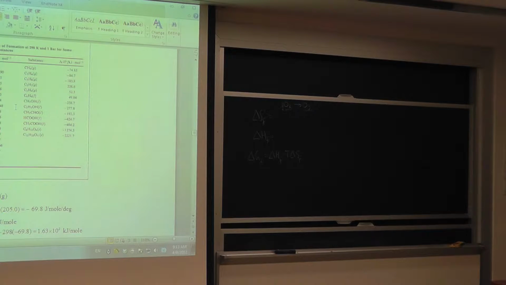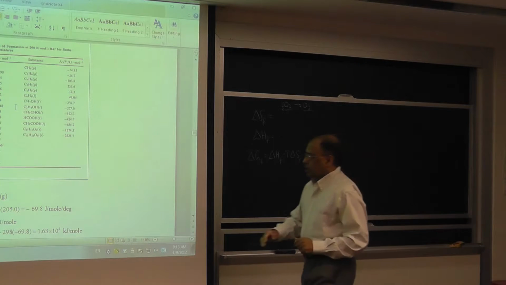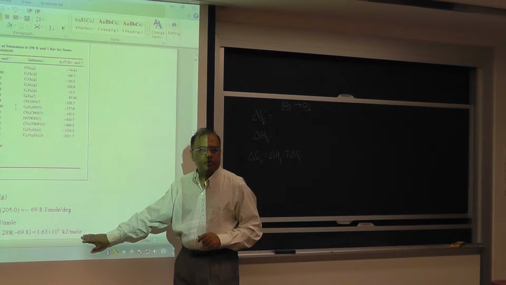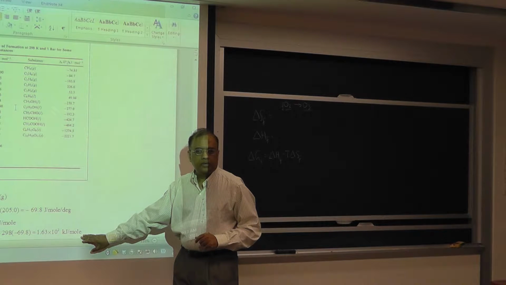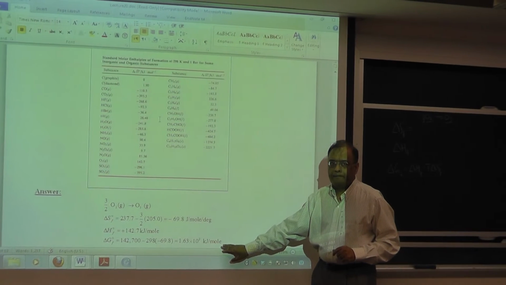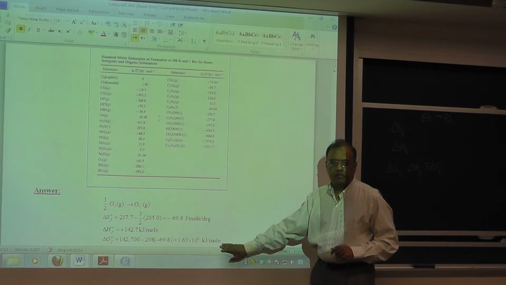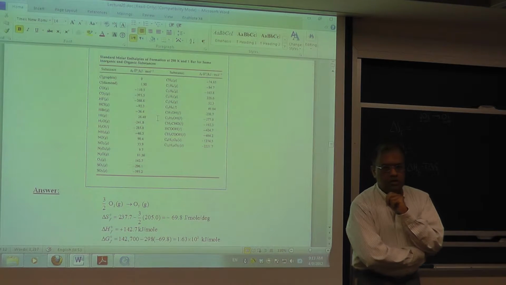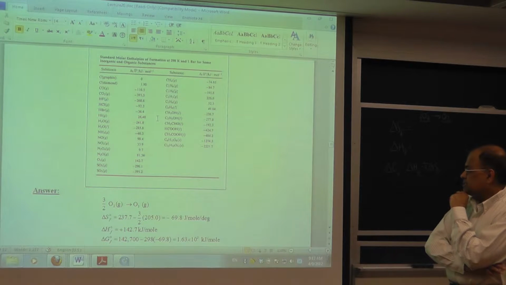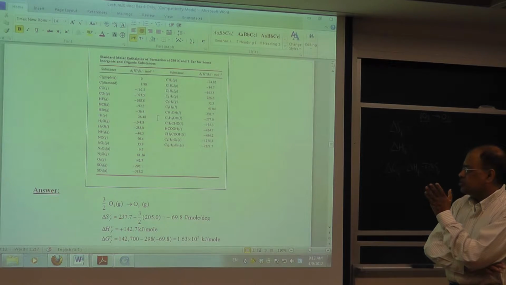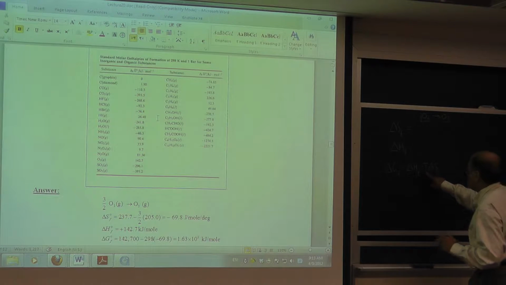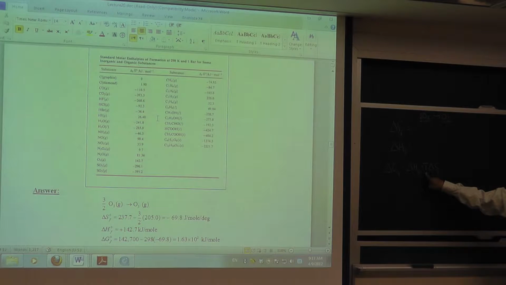Okay, so the Gibbs free energy of formation is 163 kilojoules per mole. Yes, Lauren. So when you're doing the calculations, you keep it in joules per Kelvin. The temperature here for delta G has to be in Kelvin always.